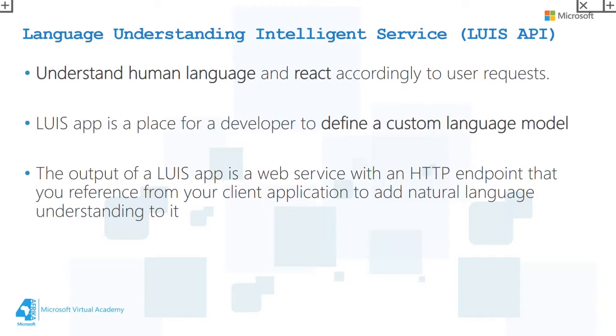The output of a LUIS app is a web service with an HTTP endpoint that you can consume from your client application. And by the way, it's not a mandate to consume the LUIS API from your bot. You can consume it from your mobile application or web application. It's the same for the rest of the cognitive services. So let's have a closer look at LUIS to understand how it works.